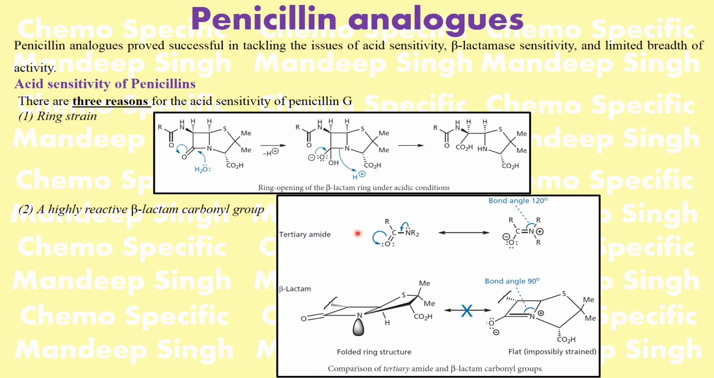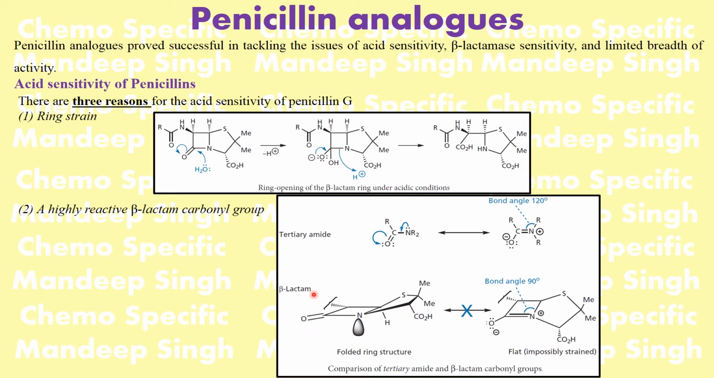The second is the highly reactive beta lactam carbonyl group. Now this carbonyl group in beta lactam is a carbonyl, it is not actually a true amide, although you might say here what you have is a nitrogen, here you have an amide, it might undergo conjugation, but that's not the case. Usually in a tertiary amide, the lone pair of electrons on nitrogen and the pi electrons are in the same plane, as a result of which they can undergo conjugation. This type of conjugation is possible only when the bond angle is 120, meaning they are in the same plane.